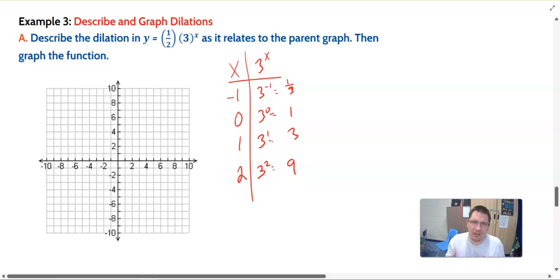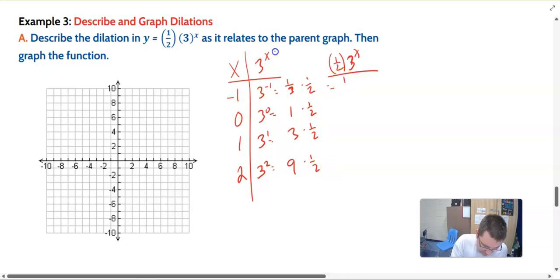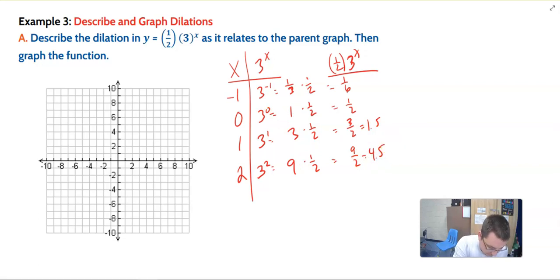But now we're multiplying all these by 1/2. And so when we put in that 1/2 times 3 to the x, again, the order matters. We're doing the exponent first, then multiplying by 1/2. We're taking all of these values and multiplying them by 1/2. And so we end up with 1/6, 1/2, 3/2 or 1.5, and 9/2 or 4.5.